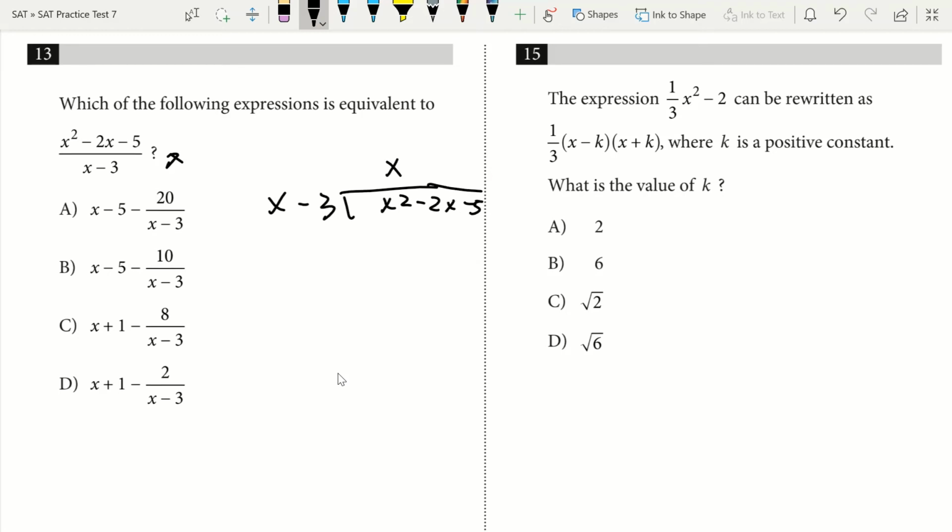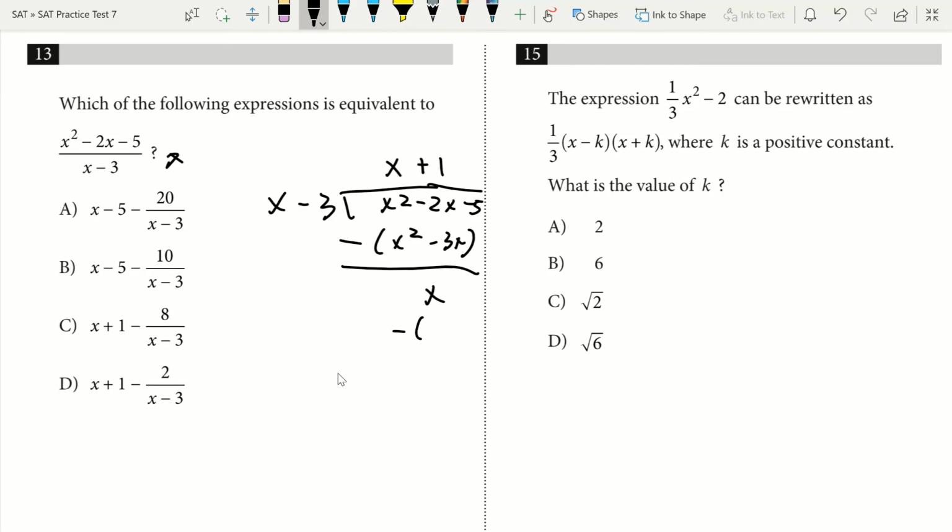I see I have to multiply by x to get x squared, so I have minus x squared, and then I have minus 3x right here. My x squareds will cancel, and then I have negative 3x, which gives me plus 3x. Negative 2 plus 3x leaves me with x, which means I have to do x plus 1.